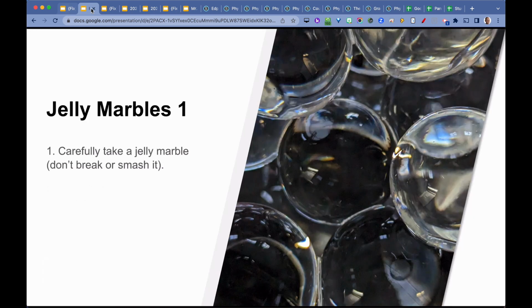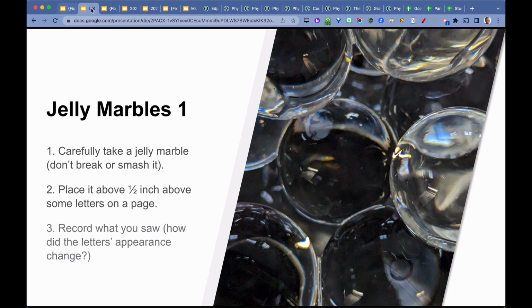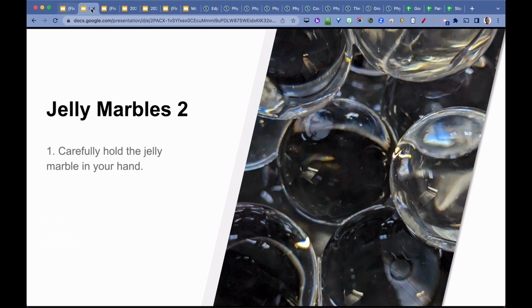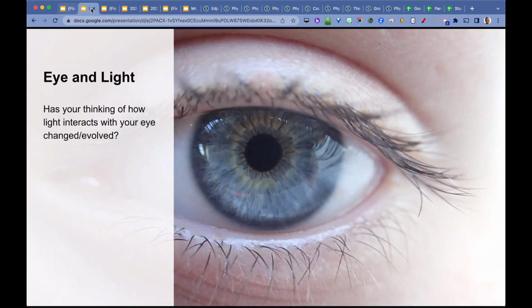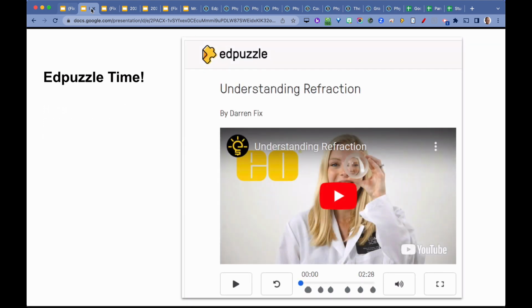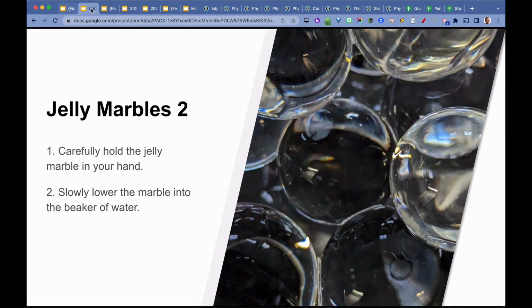Then we looked at some jelly marbles. We looked at some letters through the jelly marble, and then we slowly lowered the jelly marbles into a beaker of water, and we saw them disappear. It was kind of weird. Then they looked at an Edpuzzle and learned about refraction. The jelly marbles are made of basically water, so they refract the same way the water does. That's why they disappear, because light doesn't refract or bend through them.